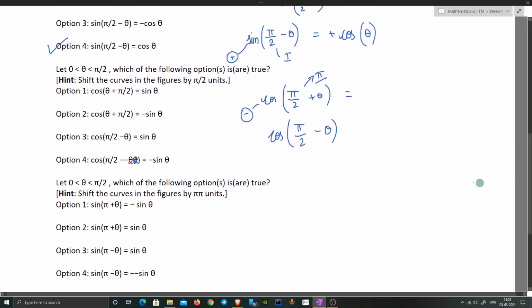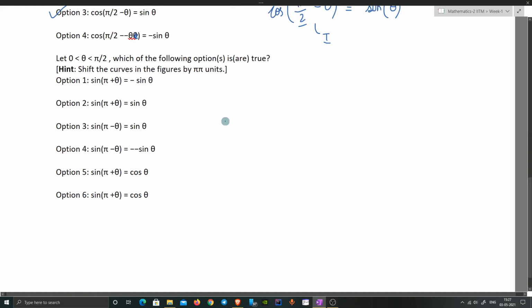Since this is in the second quadrant, we'll have a negative sign. Because of pi by 2, cos will be converted to sine of theta. And here pi by 2 minus theta is in the first quadrant. Due to the presence of pi by 2, cos will be converted to sine of theta. So the second option as well as the third option is right.